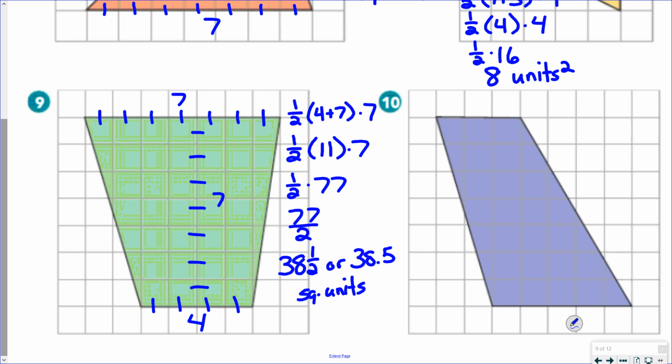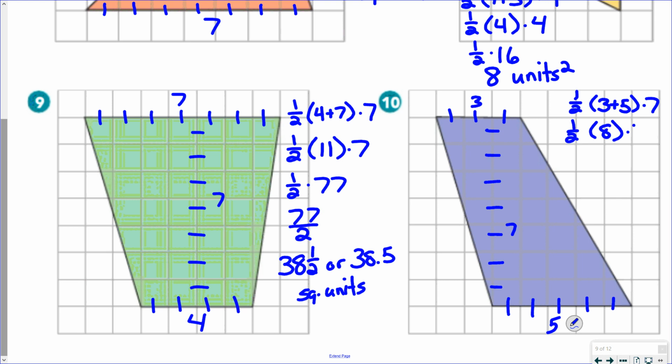And finally, number 10. 1, 2, 3. 1, 2, 3, 4, 5. And then we need a height. 1, 2, 3, 4, 5, 6, 7. So 1/2, 3 plus 5 times 7. So half of 8 times 7.